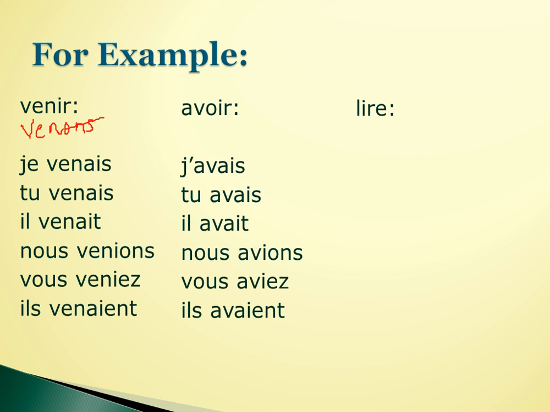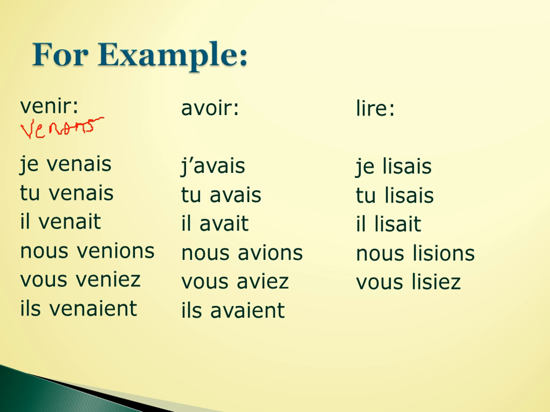Lire. Our new form will be lisons, so we get je lisais, tu lisais, il lisait, nous lisions, vous lisiez, ils lisaient. Sorry.